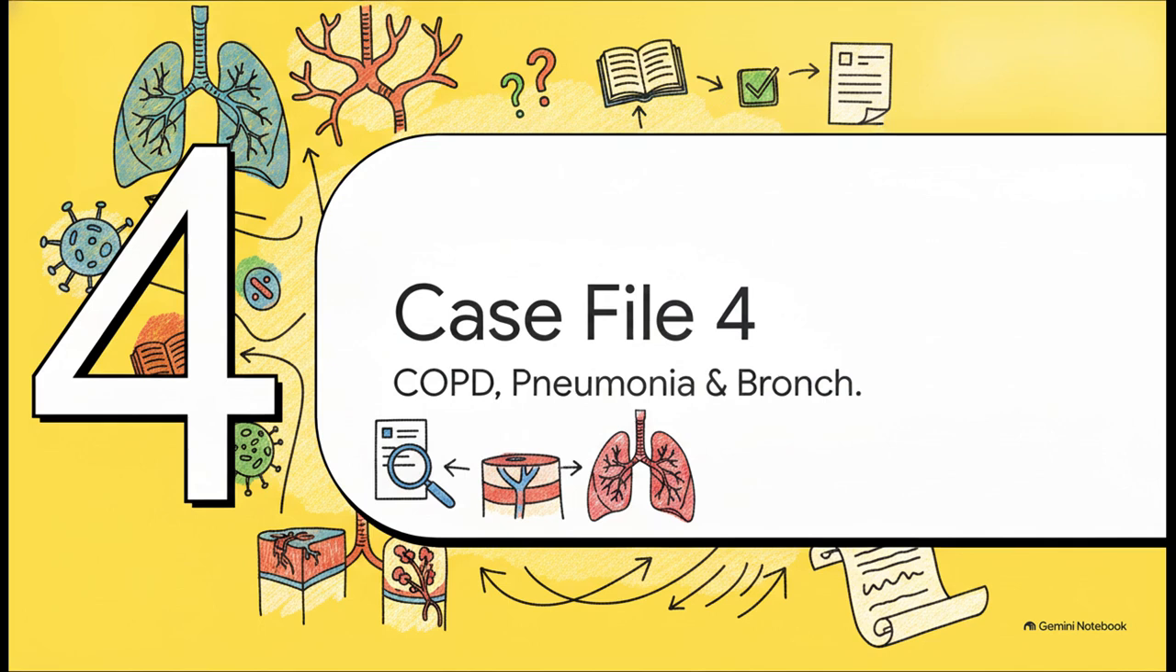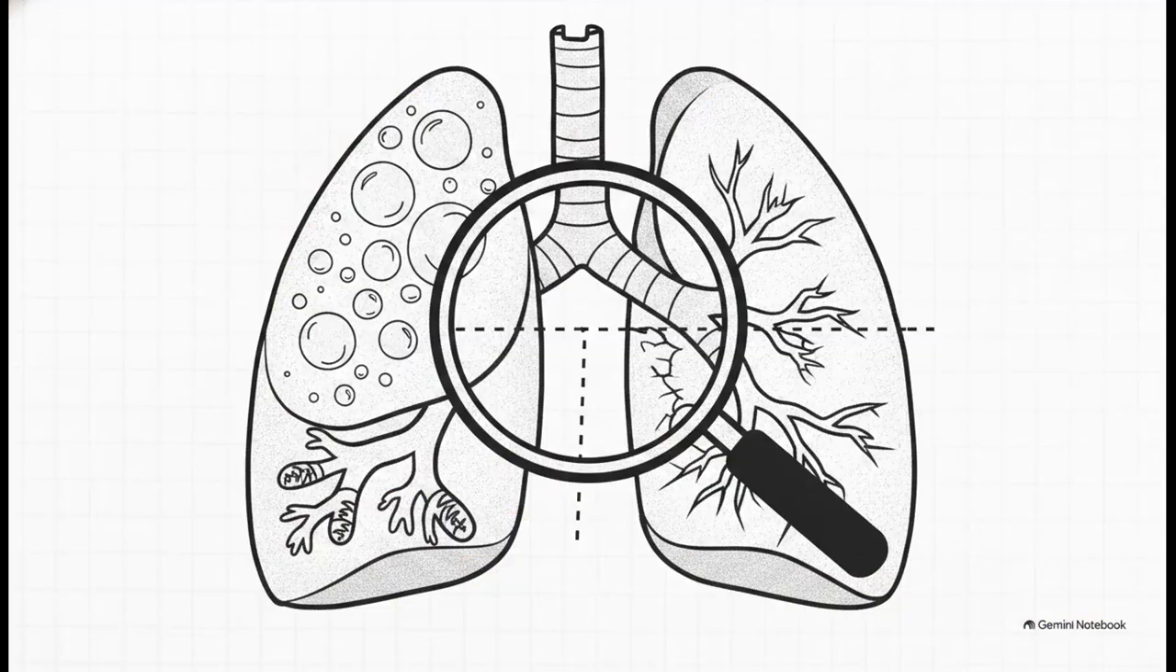Ready for a multi-system challenge? Here is case file 4, COPD, pneumonia, and bronchiectasis. This one is a classic auditor's trap. We've got 3 major respiratory issues documented all at once: bilateral pneumonia, severe COPD, and chronic bronchiectasis. Honestly, this trips up a ton of people. Knowing exactly what we can and cannot code together within category J44 is absolutely critical here.